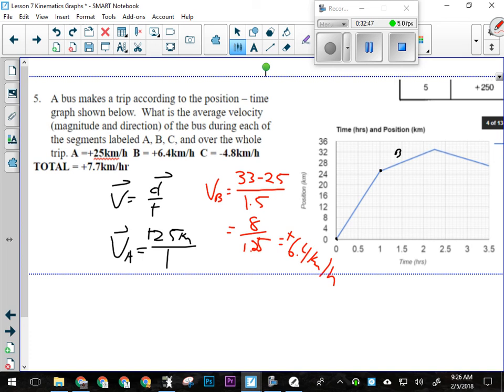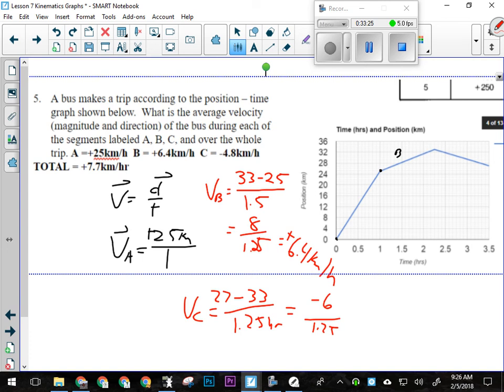Then in part C, same idea. The average velocity for part C is our final position minus our initial position. Our initial position is 33, and our final position is going to be 27. So 27 minus 33, and that takes another 1.25 hours. So we got negative 6 over 1.25, which should give us negative 4.8 kilometers per hour. Everybody all right with that?